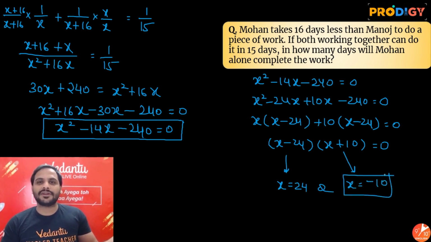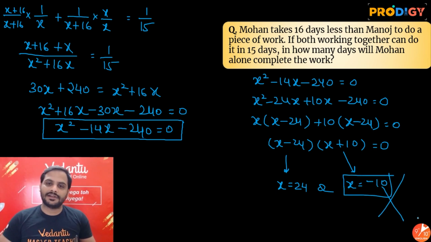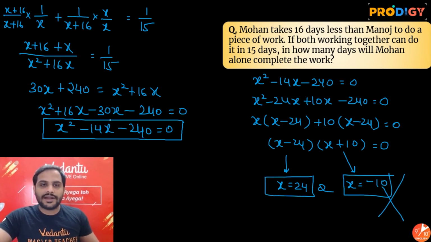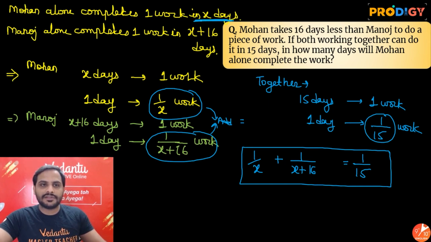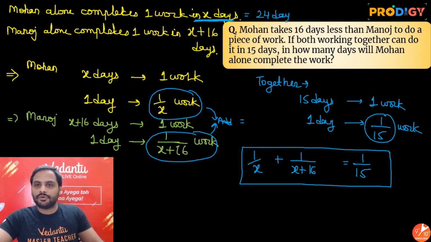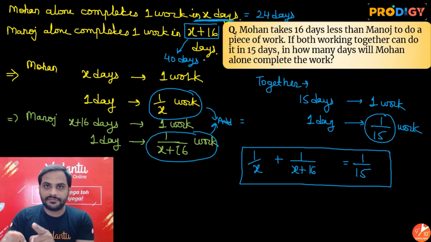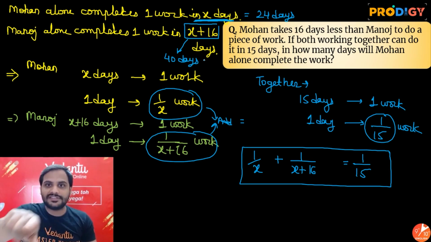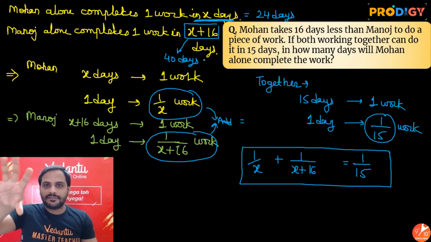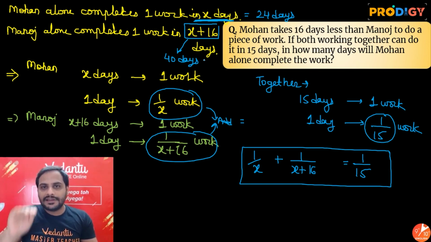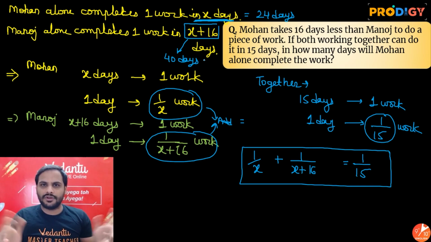Obviously, beta, number of days cannot be negative, so this will be rejected. So x is 24. What have I taken x as, beta? x is the number of days Mohan takes to complete the work. So Mohan completes the work in 24 days. Manoj completes the work in 24 plus 16, which is 40 days. And guys, remember, when they are working together, they are completing it in 15 days, and 15 is less than both. So it has to be that when they are working together, the time should be less than when they are working alone. Obviously, this is logic, right?